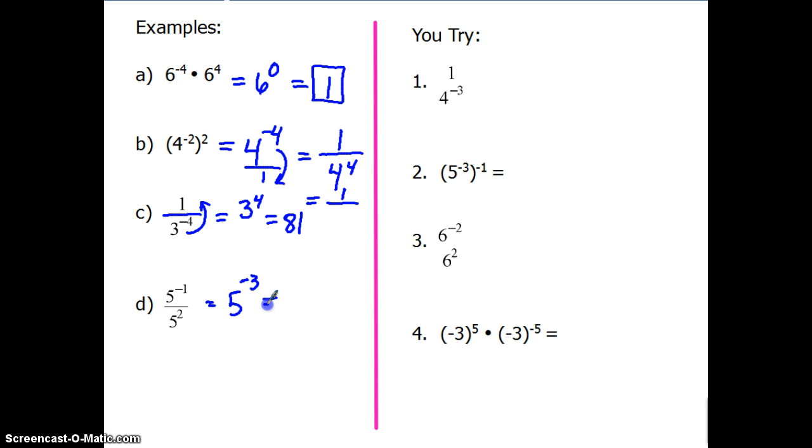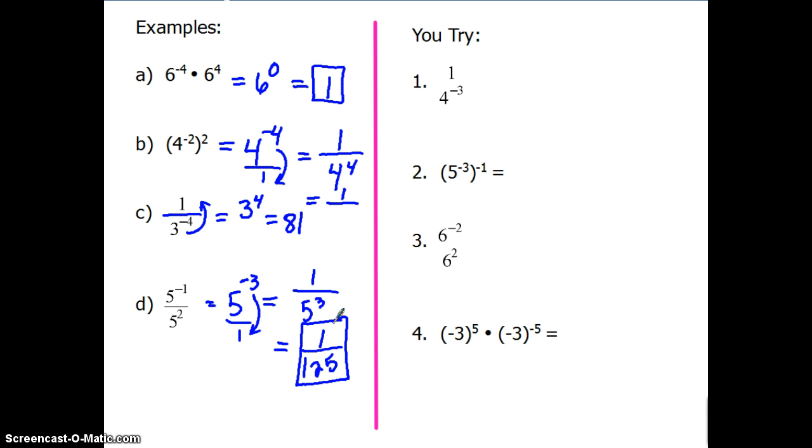Now, I cannot leave it like that. This is over 1. It has a negative exponent. I'm going to have to move it to the bottom. So now there's nothing on top. Have to put a 1 there. And then on the bottom is going to be 5 to the 3rd. Alright, and I remember from some of our other problems that 5 to the 3rd is 125. So the answer to that problem would be 1 over 125.